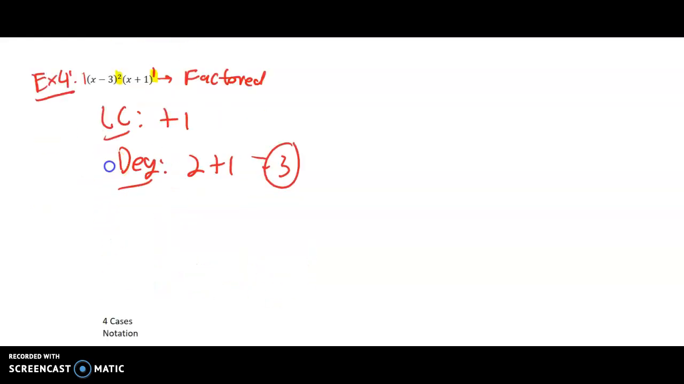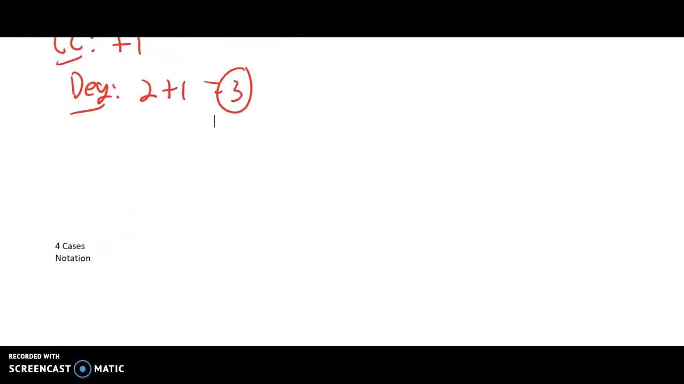Okay. Now we're really going to learn how to apply these. With the information of leading coefficient and degree, we can determine the general shape of a graph. There are 4 cases.